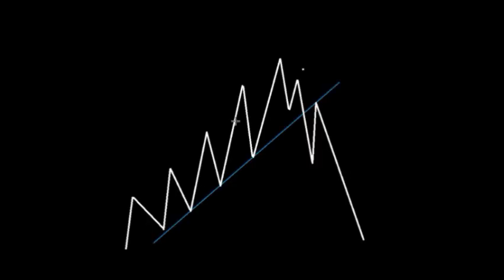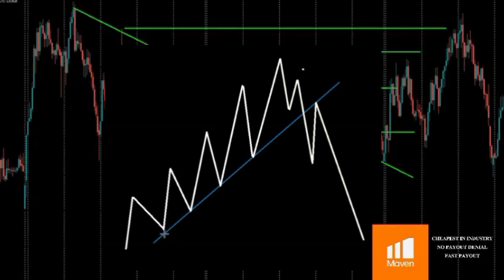So let me show you the strategy from the start. This is the trend line. As you can see, it broke structure and created a high. I don't need to explain all this. You can see the trend line. We all know trend line.